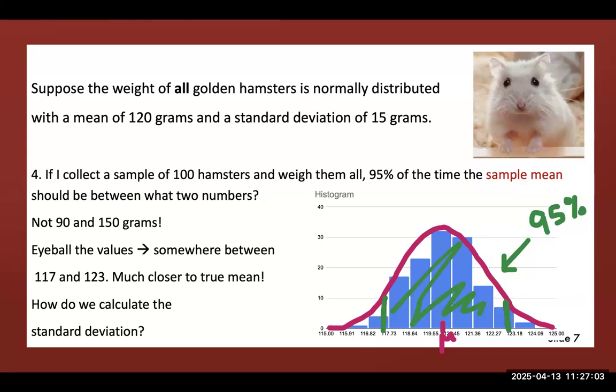How do we calculate the standard deviation of the normal distribution that's associated to the sample mean? What do you think is a part of that calculation? Well, definitely it has to be related to the actual standard deviation involving the hamsters, so the 15 grams. But also maybe it should be related to the size of the sample. If we have a bigger sample, you would think that the average weight would be closer to the true weight of 120 grams. The smaller the sample, there could be more variation, and so it wouldn't be as close.